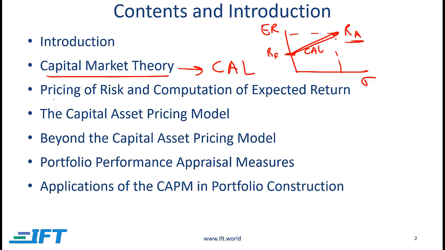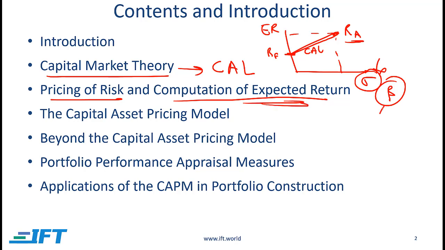Then we'll talk about the pricing of risk and computation of expected return. The central concept here is beta, which is a very important measure of systematic risk. Sigma is a measure of total risk, but over here we'll start talking about beta, which is systematic risk. Then we'll talk about the capital asset pricing model, or CAPM. This is one of the most important models in finance, and it helps us connect expected return with beta.